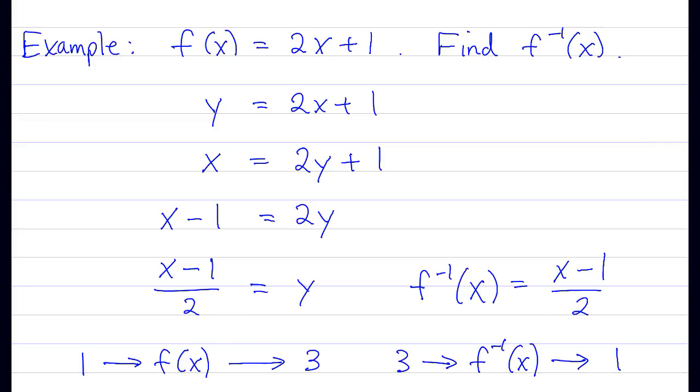But how do I know that this would be true no matter what number I plug in? Because it has to be. If this is truly the inverse, it shouldn't matter what number I plug in here. This inverse function should always reverse the two numbers. If 1 goes to 3, 3 goes to 1. If 5 goes to 11, then 11 better go to 5, but I can't test every possible number. There's too many numbers.